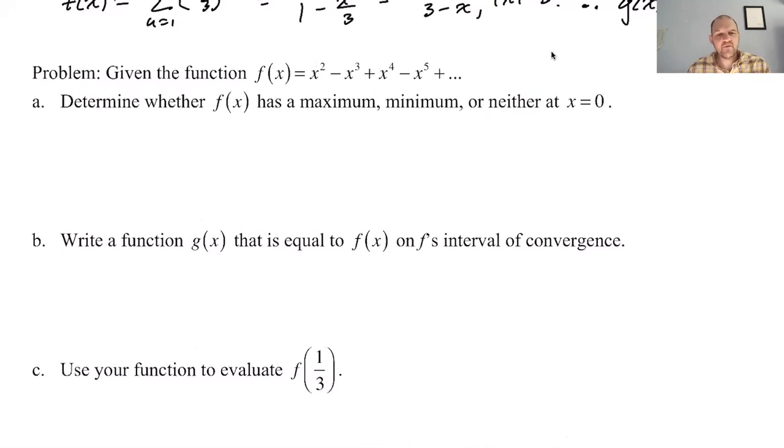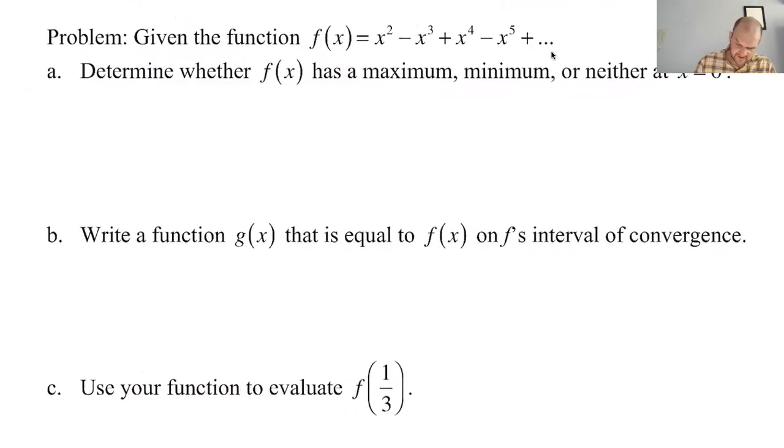So first question, determine whether f of x has a maximum, minimum, or neither at x equals 0. All right, so when you are dealing with series, in general, your inclination is almost always going to be to use the first derivative test. Let me tell you, when you are dealing with series, the second derivative test is like your best friend, because it's really hard to do a number line test on something that's infinitely long, and you have to work out what's going on to the left, what's going on to the right. Second derivative test though, sometimes that works out nicely. So let's see how it does here.